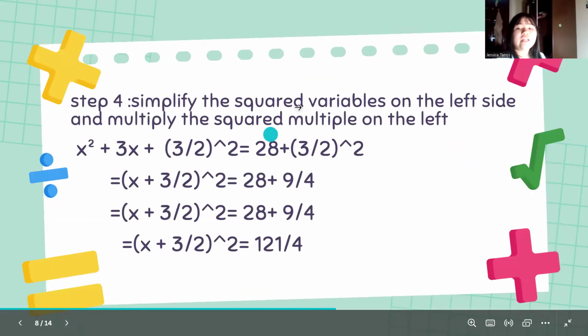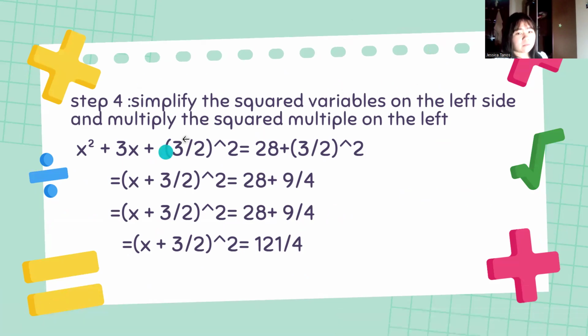Step 4. Simplify the squared variables on the right side. I'm sorry, this is actually a typo, it's the right side. As you can see over here, this is equal to x plus 3 over 2 squared. You might ask, this might be confusing, where does the 3x go? Well, ignore it. It goes away. Shoo shoo. It's going on a break. To be honest, it's never coming back.